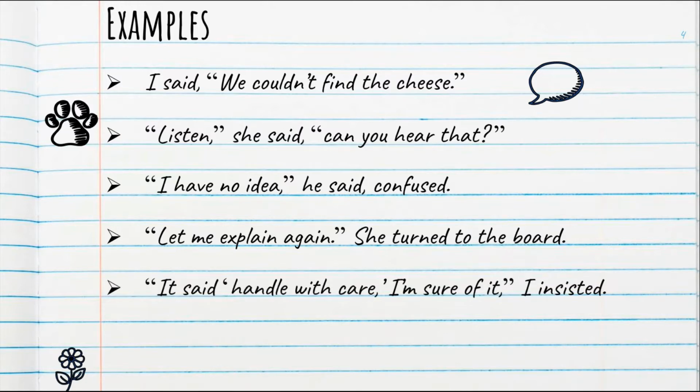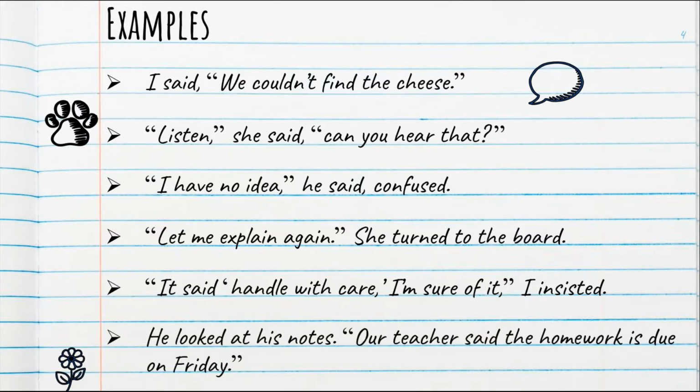It said, 'handle with care.' "I'm sure of it," comma, I insisted. Okay? So here we see the double quotes versus single quotes. It said, 'handle with care.' "Handle with care" is what the sign in this case said, and that is in single quotes. See the single quotation marks. All right? But the spoken words as a whole are in double quotes. Right? And it's separated by a comma with a speaking verb, in this case, "insisted." "Insisted" in this sense is being used as a speaking verb. Therefore, we separate it from the actual spoken words with a comma. It said, in single quotes, 'handle with care.' "I'm sure of it," comma, I insisted.